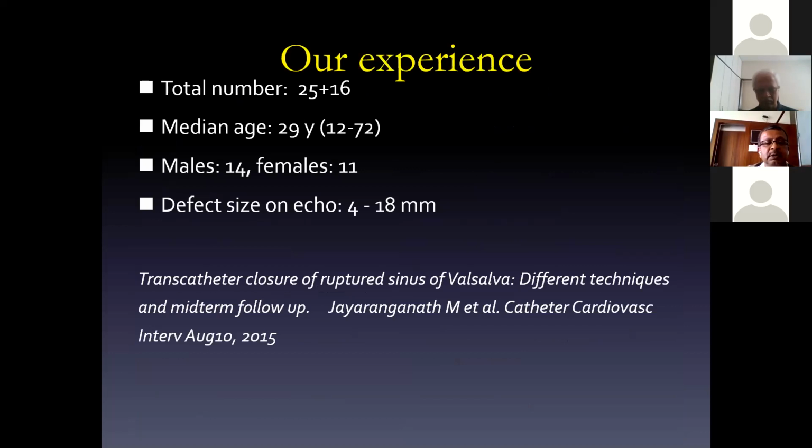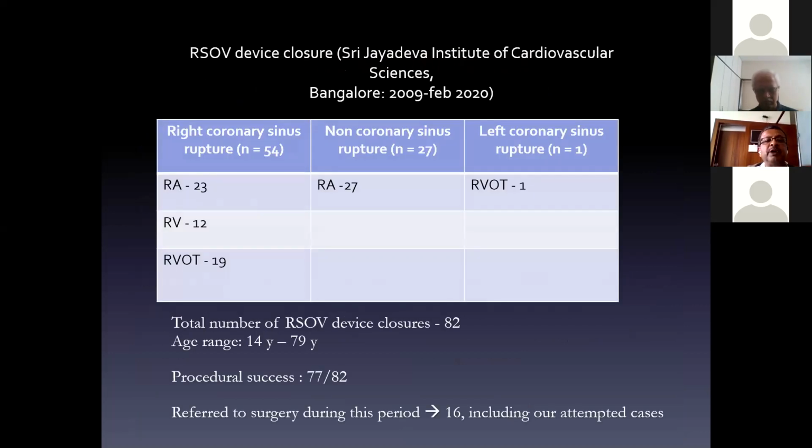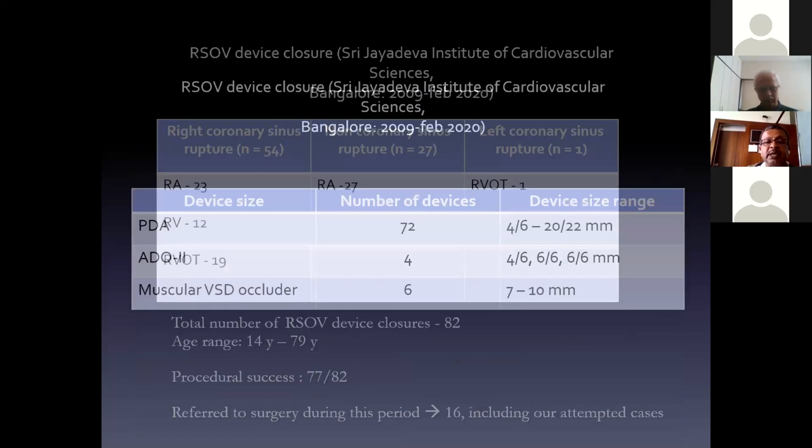So this is one study we published way back in 2015. But now we have more cases in the last 10 years. I think 10, 11 years, I can say we've done about 82 cases, age range between 11 to 79. Procedure success in 77. During this period of 10 to 11 years, we referred 16 cases to surgery, including our attempted or some complicated cases where we developed atrial fibrillation.